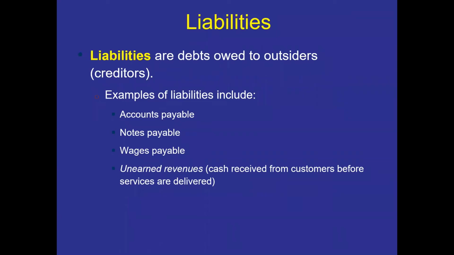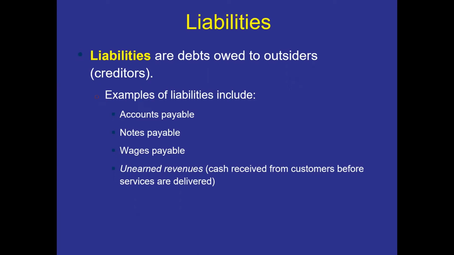Liabilities are debts owed to outsiders or creditors. So this is when we owe someone. As the business, we owe someone else. So if we purchased supplies and did not pay for them at that time because we're going to pay for them later, then we have a liability. Some examples of liabilities are accounts payable, notes payable, wages payable, and unearned revenue.